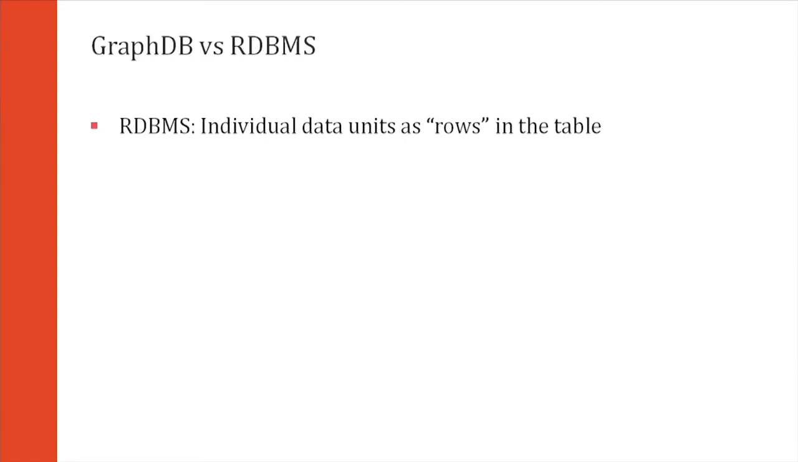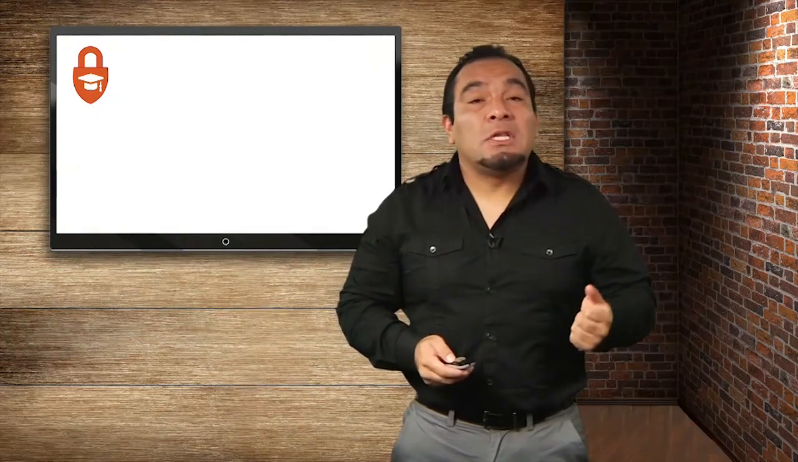Well, the relational database, as you know, has individual data units as rows in the table, right? We have just rows in a table, and those are the individual data units. In GraphDB, those individual data units are nodes, okay, within a graph. So in the relational it is rows, and then in GraphDB we call them nodes, okay?